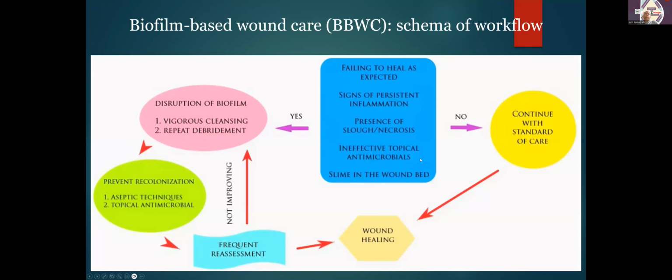So one of the best approaches is vigorous cleaning and repeat debridement, using aseptic techniques, and frequent reassessment has to be done. When the wound is not healing or persistent necrosis is there, we have to continue to work on effective topical antimicrobial therapy, institute adequate wound care techniques, and continue with standardized wound care and continually assess.